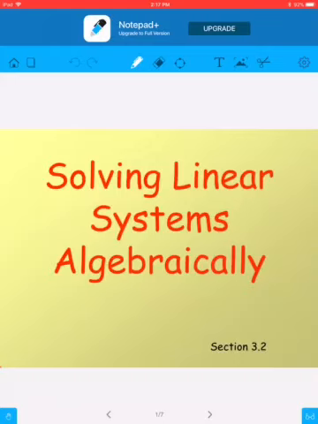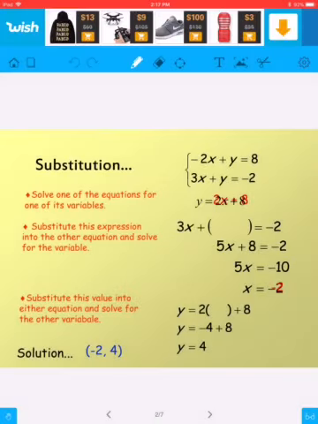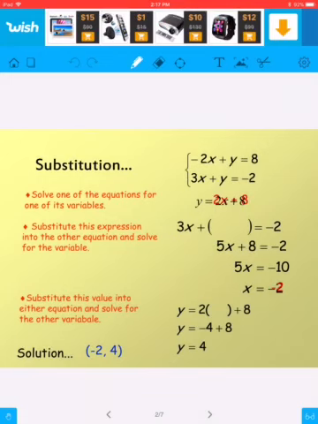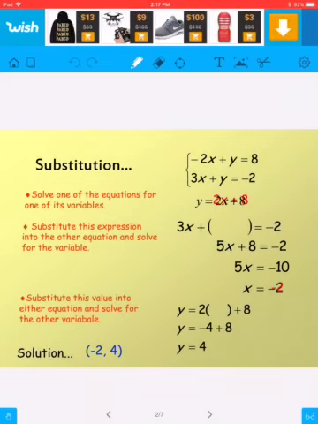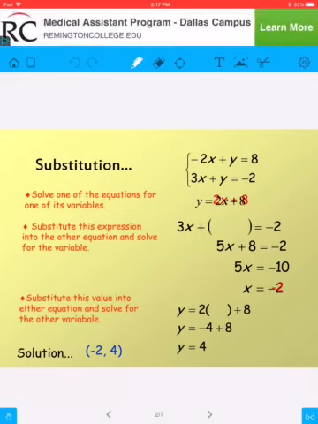Okay, so these notes are over solving linear systems algebraically. We're going to start off with solving by substitution. So I have the system negative 2x plus y equals 8 and 3x plus y equals negative 2. So what I can do if solving by substitution is I can take one of my equations and solve for one of my variables and then plug that variable into the other equation.